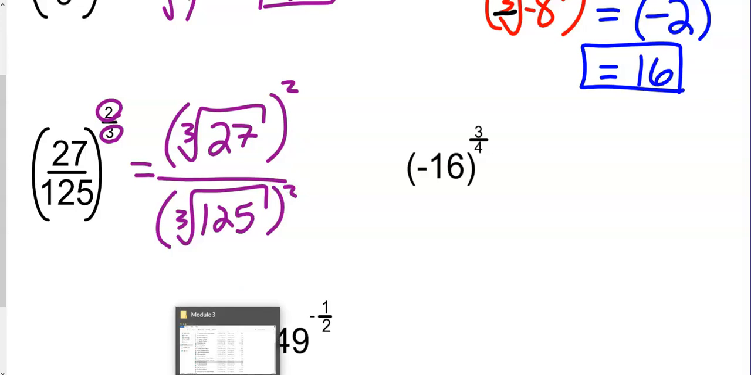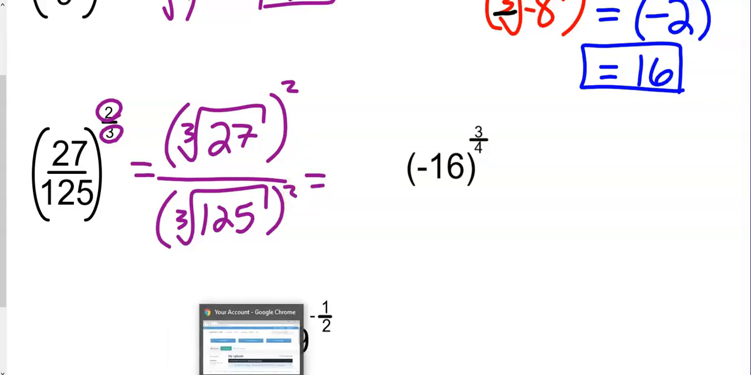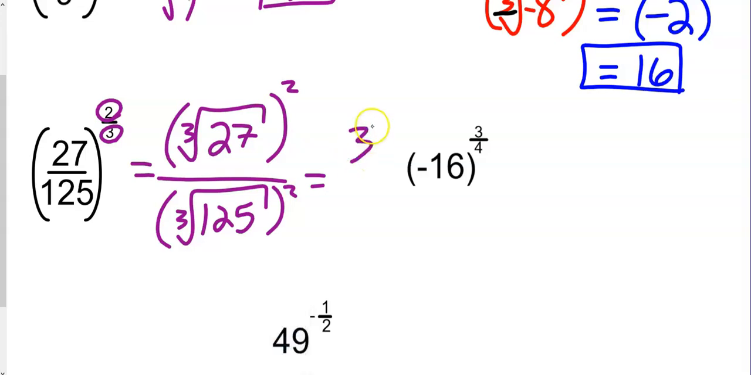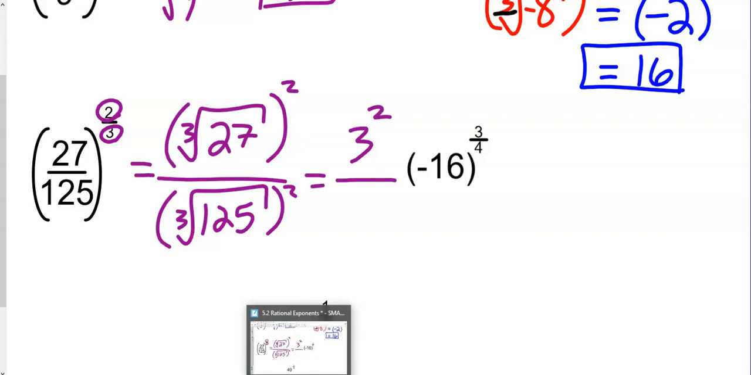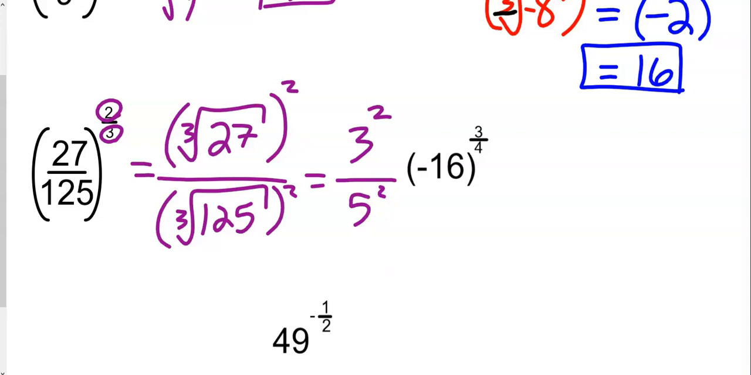Okay? So what number times itself 3 times gives you 27? 3. And we're going to square it. What number times itself 3 times will give you 125? That's 5. And we're going to square it. So all we have to do now is square those numbers. And 3 squared is 9. 5 squared is 25.